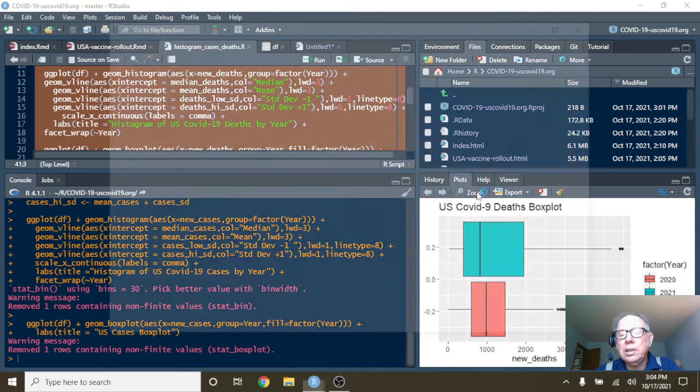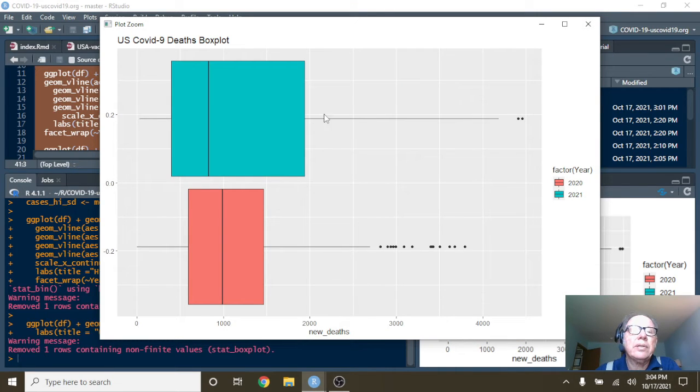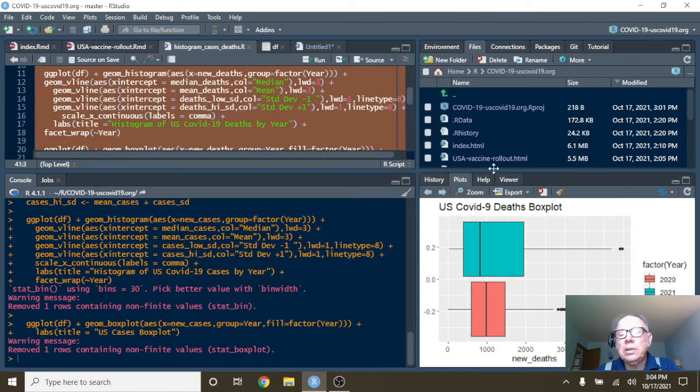So let's zoom in and take a look at deaths. Again, you can see the difference in the median, a much larger number to the right. Interestingly enough, if you look at this as a density plot, it would go up and come all the way down with a few outliers over here. But once again, the 2021 deaths seem to have more outliers. Although the deaths are closer to 2020 in terms of total size, there are nonetheless more outliers over here.